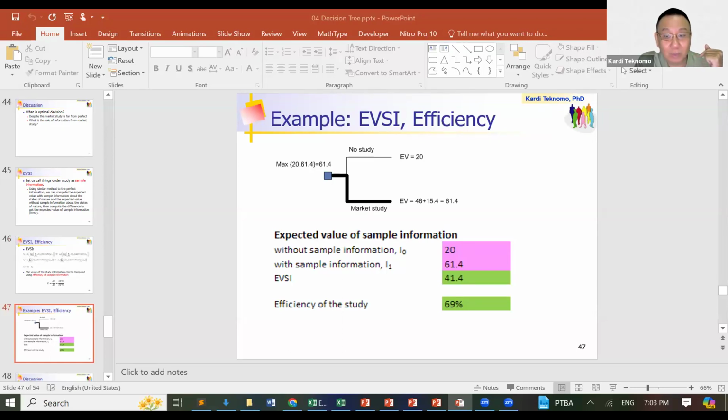Without study, you get 20. With study, you get 61.4 a while ago. So you just subtract, you get 41.4. So this is the value that you're willing to pay to your consultant in the market study. And then efficiency of study, you just divide 41.4 by EVPI. So you get 69%.